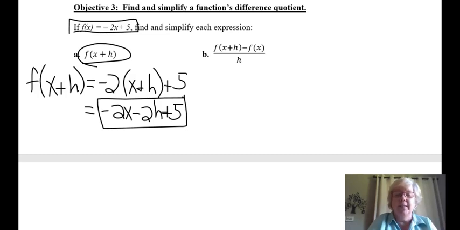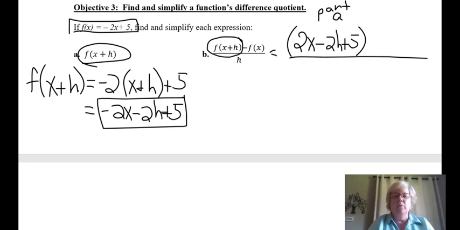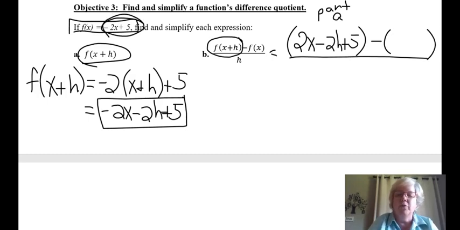Now, notice the formula takes what we have in part A here. So I will put that quantity first. All right, that's the quantity we had from our part A answer. Do part A first. Then it will subtract f of x. Now, minus f of x means that I'm going to subtract the terms in the original problem. So I'm going to subtract negative 2x plus 5. And in the denominator of this formula, you just put the letter h.